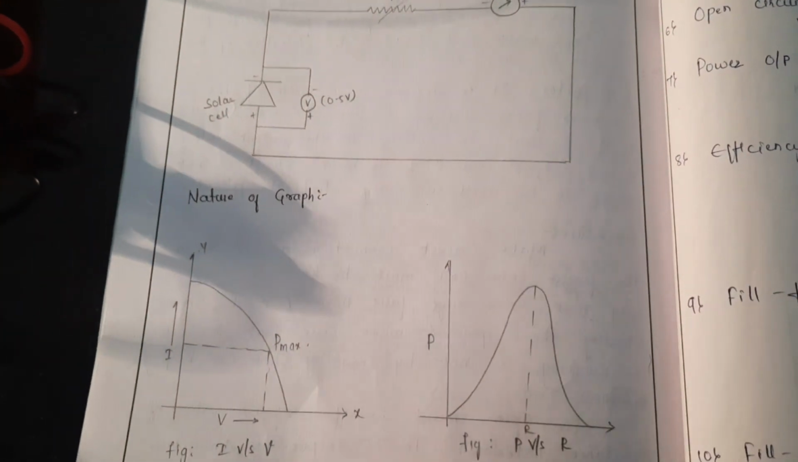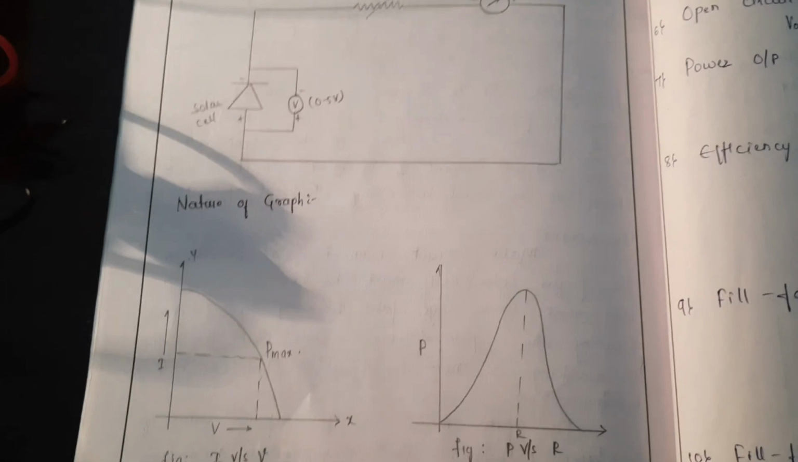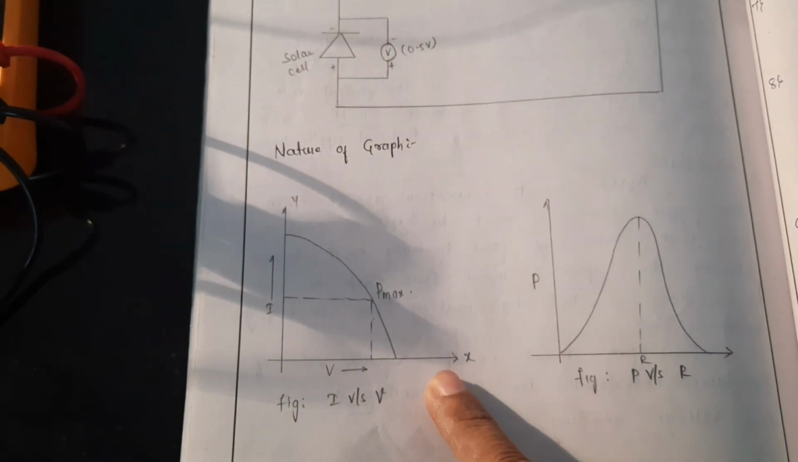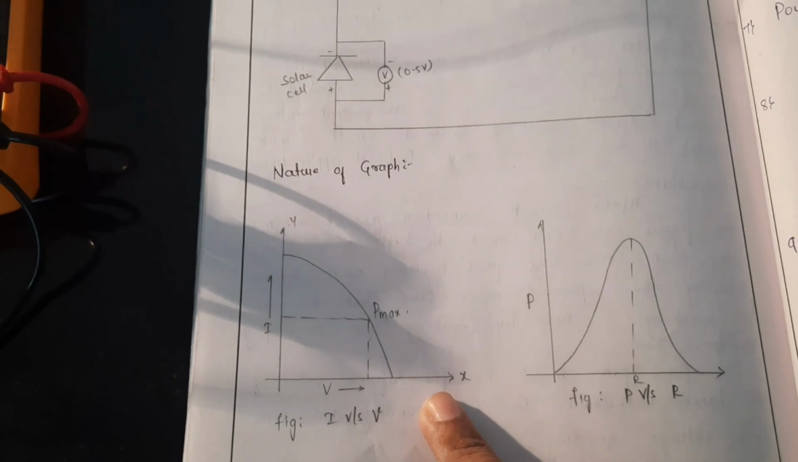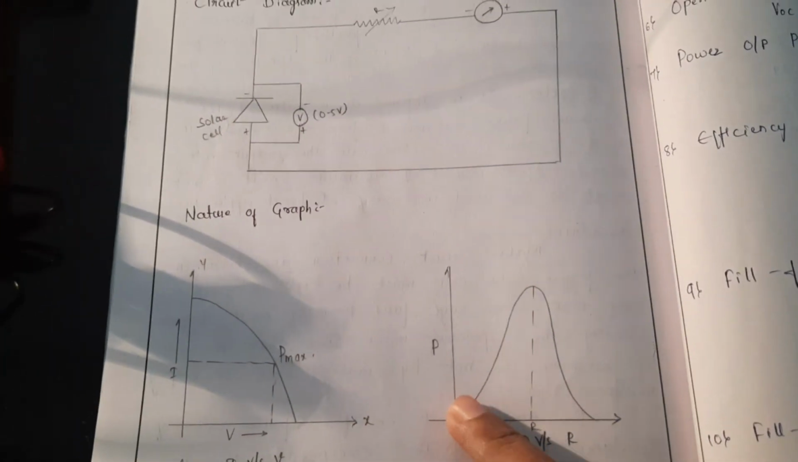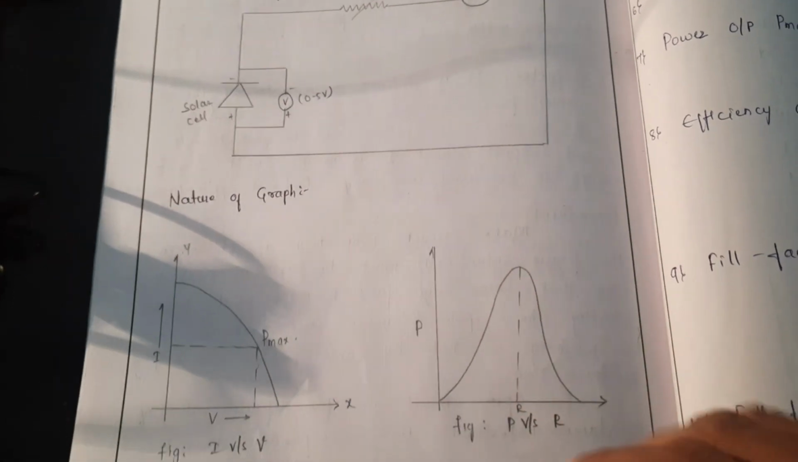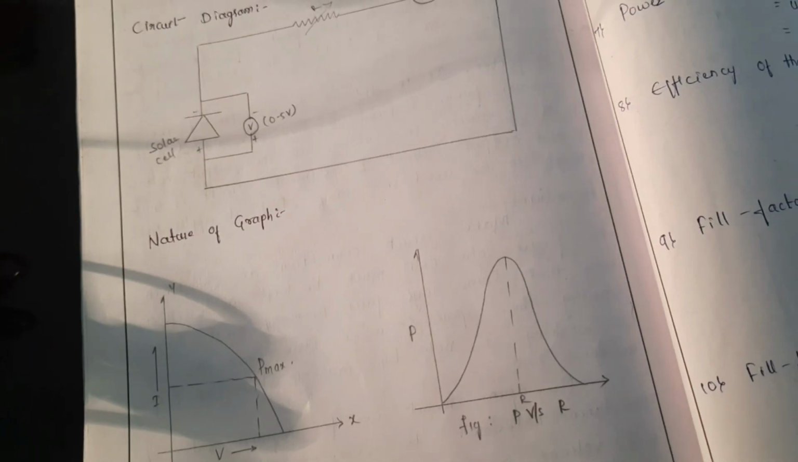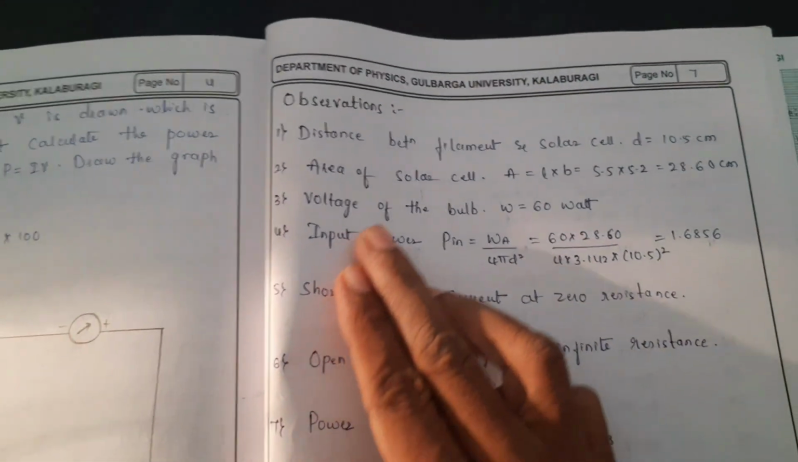I will explain the procedure of how to measure the readings, and here you have to find the fill factor as well as the efficiency of the solar cell. This is the nature of the graph to calculate maximum power, current versus voltage, and this is for the spectral response, power versus resistance. So here are the observations you should note down.